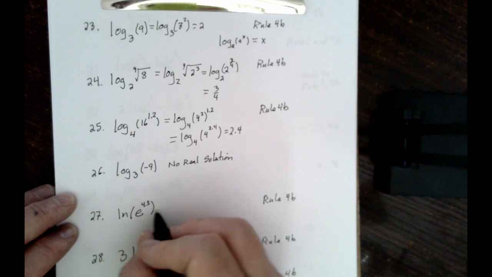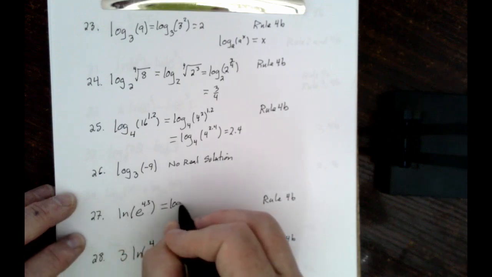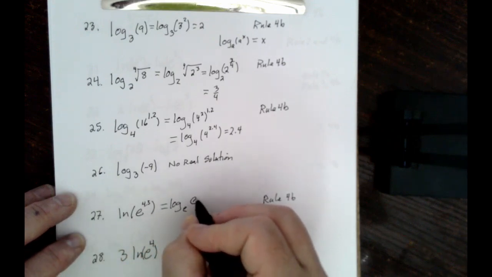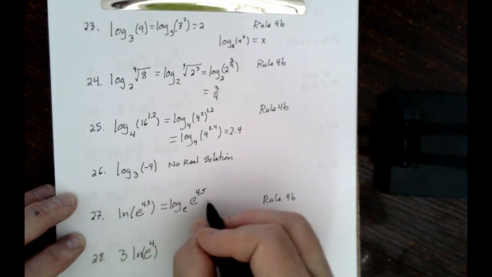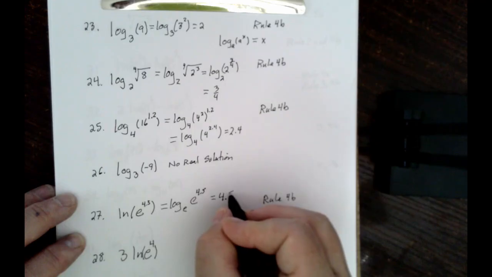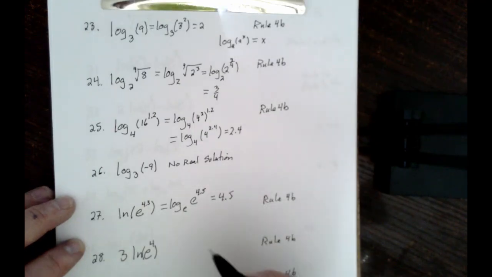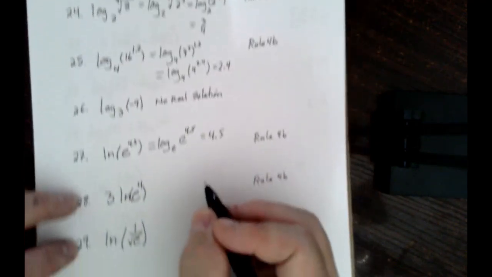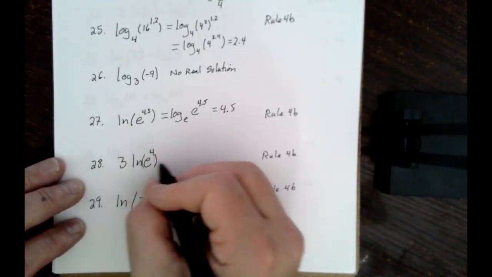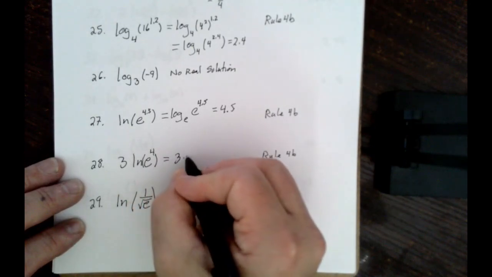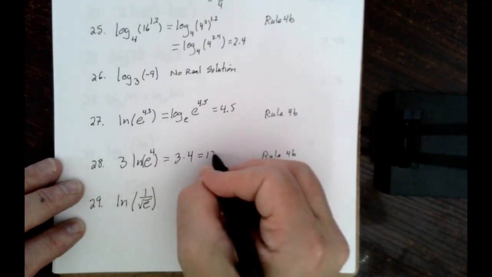ln e to the 4.5, that's log base e of e to the 4.5. So when you get ln of e, it's just the exponent is your answer, because your base matches. It's Rule 4b. Okay, now this one is just 4, and the first part is 3, so the answer is 12.